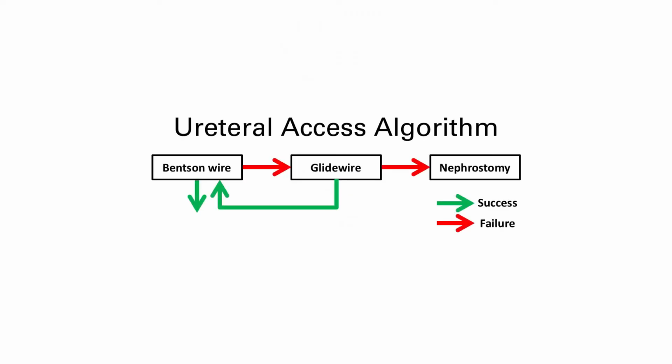We begin with placing a Benson wire. If you fail with the Benson wire, the next step is a glide wire. If you can't get a glide wire in, you're pretty much looking at a nephrostomy tube insertion. If you are successful with a glide wire, I then replace that glide wire with a Benson wire.